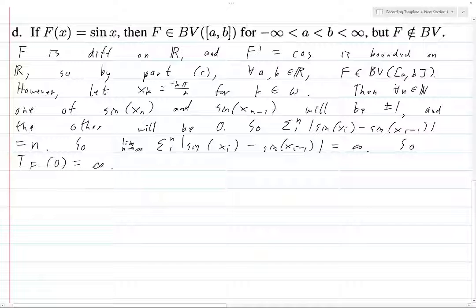Because Tf of 0 is the supremum over all such partitions, and we've just shown that you can construct partitions by taking n to infinity which result in a sum that's arbitrarily large. This is just a particular way to take the supremum, but that doesn't matter, because even if you were to take any other partition, you can't improve upon an estimate that gives you positive infinity. And so basically what this tells us is that Tf of 0 is equal to infinity.